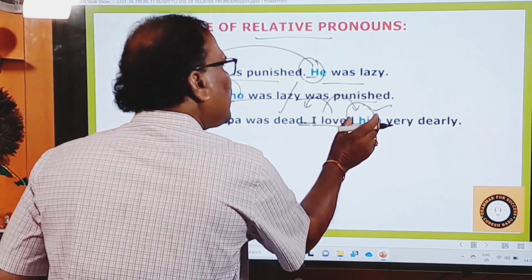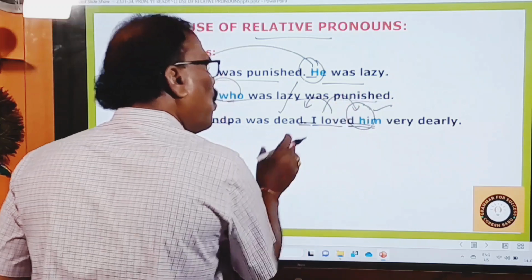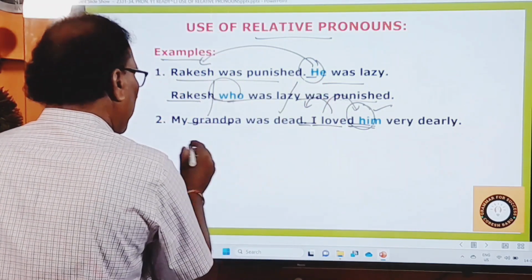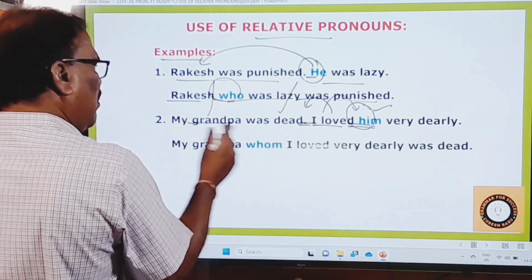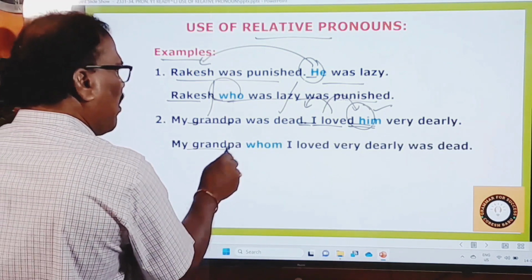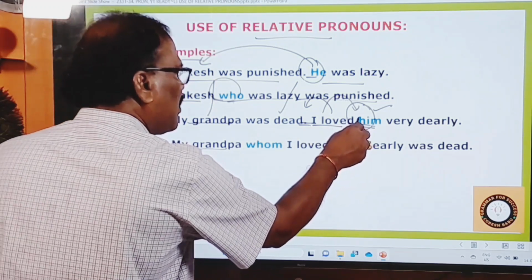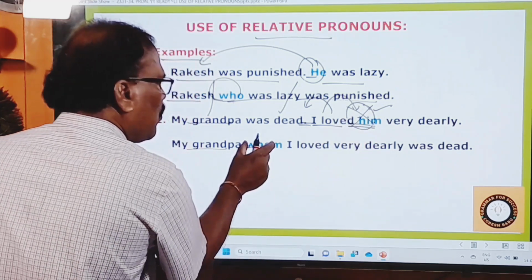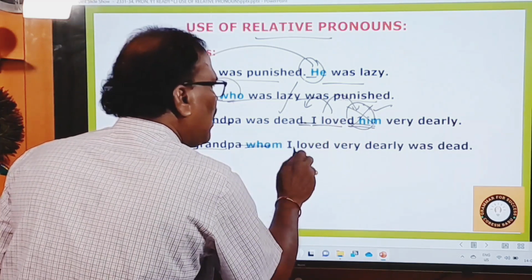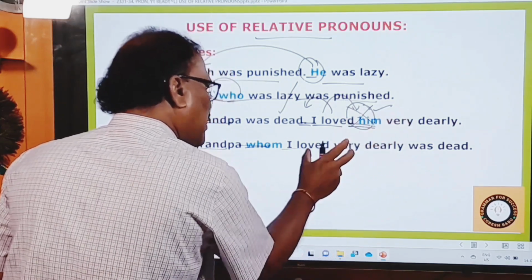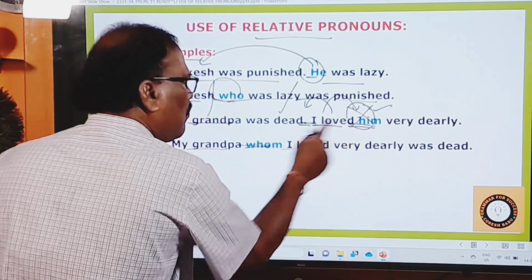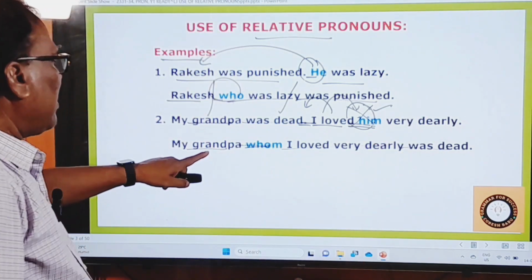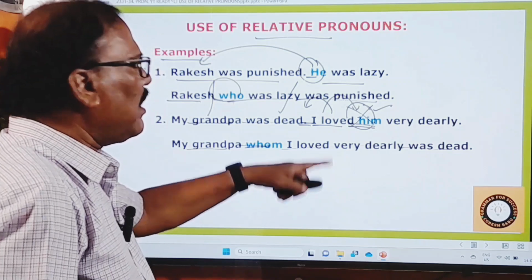So for the objective case pronoun, we have to use whom. For the subjective case pronoun, we have to use who. Now let us see how we can join these two sentences. My grandpa. Instead of this, we are using whom. Now what is the remaining sentence? I loved very dearly. After using whom for this word, you write the remaining sentence. Afterwards, you join it here: My grandpa, whom I loved very dearly, was dead.